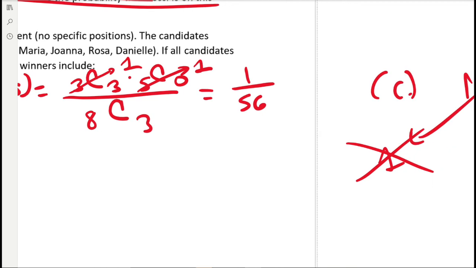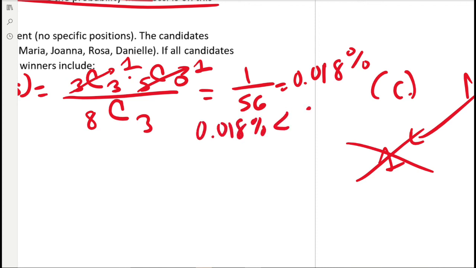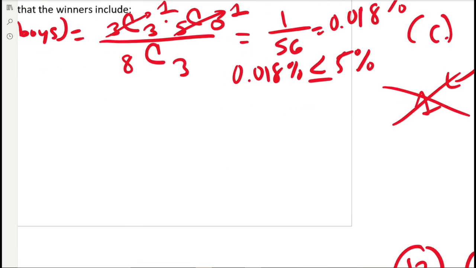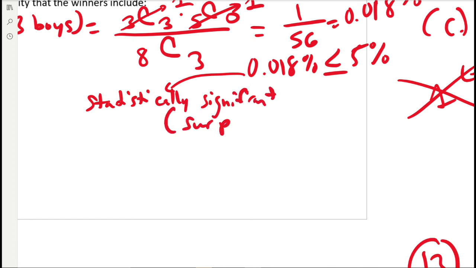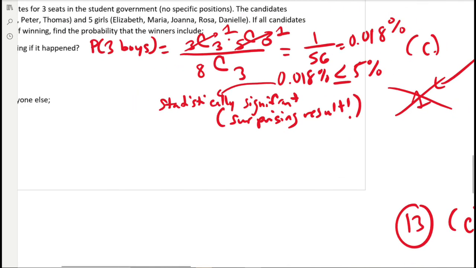Now, this is going to be 0.018%, so it's very small, which is actually going to be less than 5%. If it's less than or equal to 5%, then we generally regard that as statistically significant. And so we should be surprised. Surprising result. So basically, you should be surprised at the result because it's such a low chance of happening.